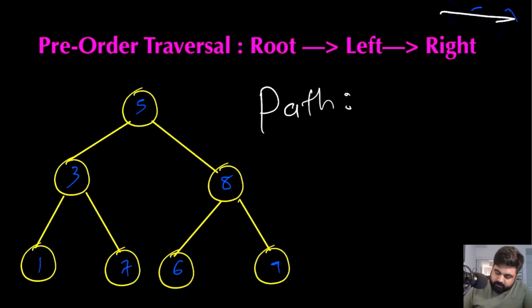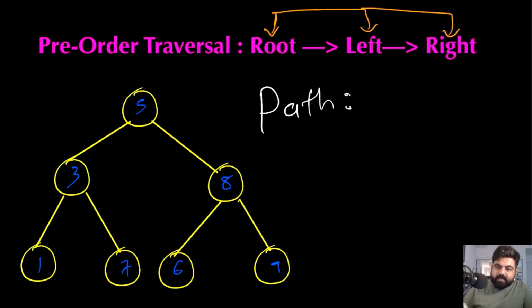Now let's focus on the pre-order traversal for now. So basically in pre-order traversal, first of all we visit the root node, then we visit its left subtree, and then we visit its right subtree, and we keep on doing that until the nodes exist. So let's see for this given example what is going to be the path that we are going to follow. First of all, we are going to visit the root node. So in this case, the first node we are visiting is going to be node number 5.